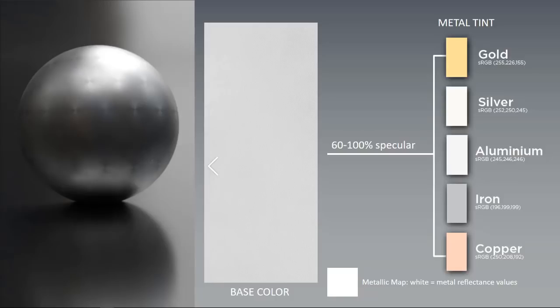You can see here that I have some examples of gold, silver, aluminum, and so on. Next to it, we've got an sRGB value for each. You'll notice that these metal tint values are all pretty light in value. So the idea is that when we author these values into our base color map, we want to hit this 60 to 100% specular.